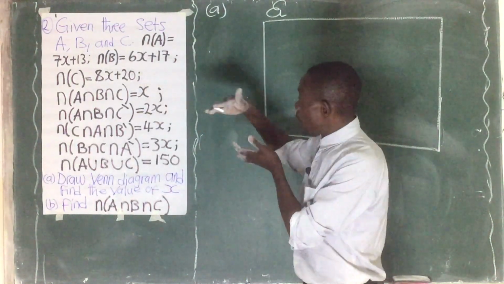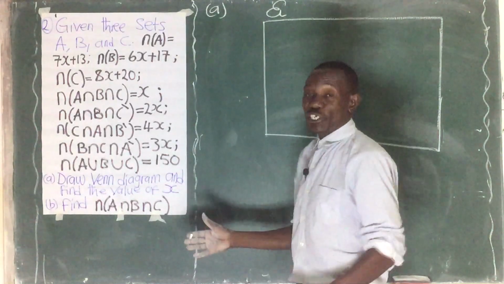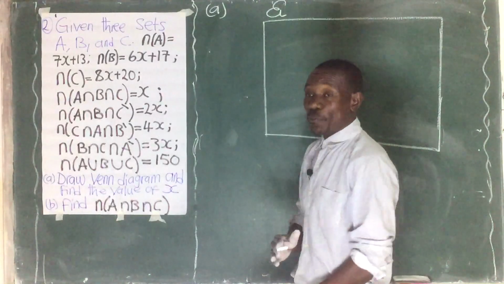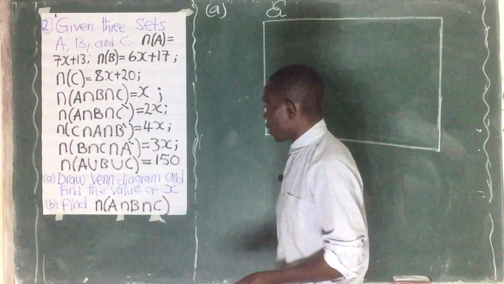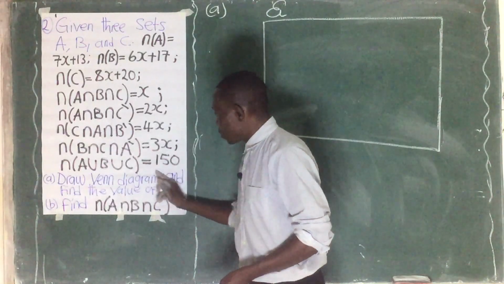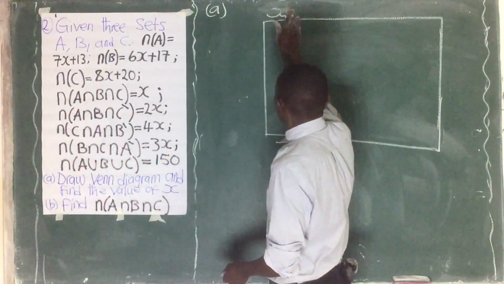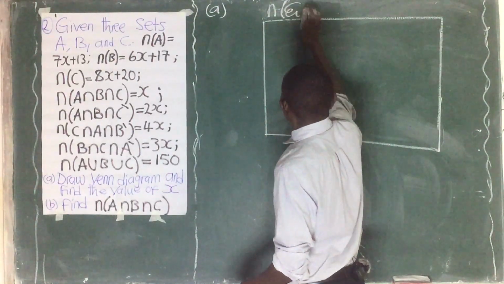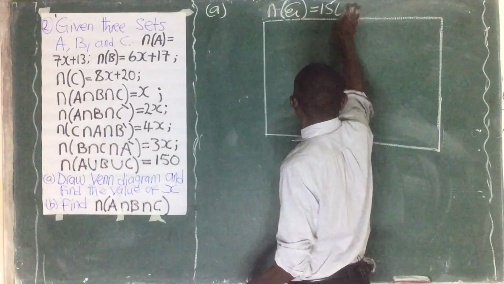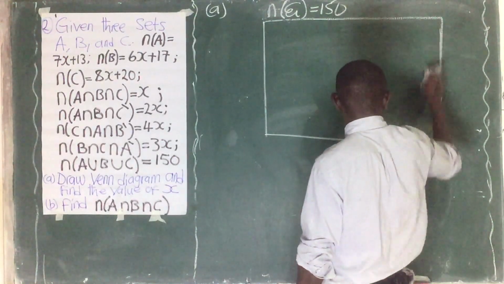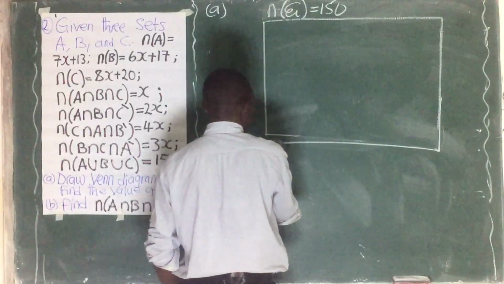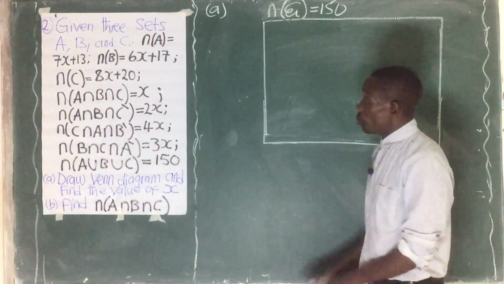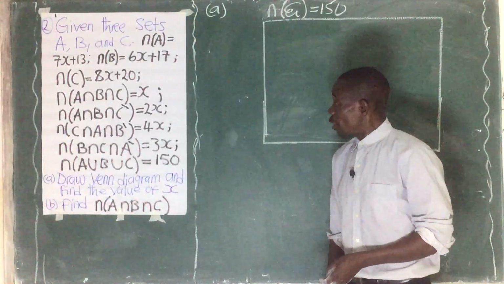Discussion. Number of elements found in A, B, and C together. No matter how A, B, and C can be split, if we add the number of elements in all these sets, it gives us 150. That's what is meant by A union B union C. So we are going to interpret this last statement as: the number of elements in the universal set is equal to 150. Whatever we have in this rectangular shape representing the universal set should be equal to 150. No matter how we split them, at the end the sum should be 150.